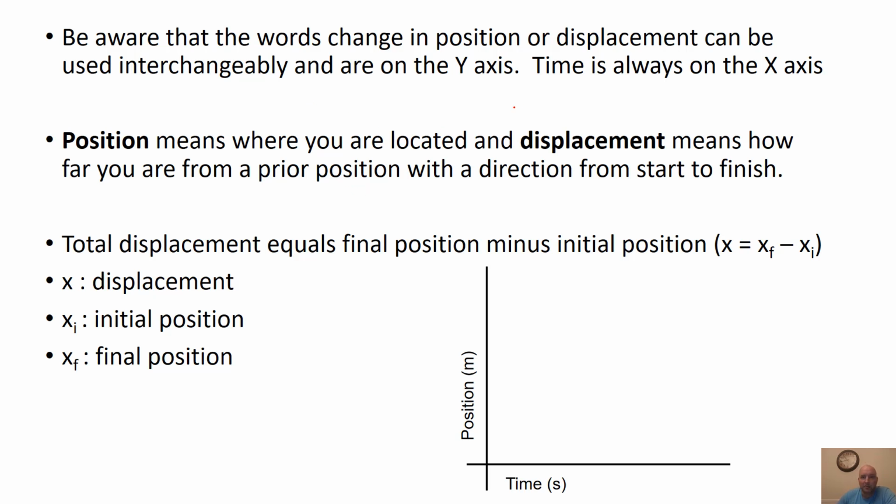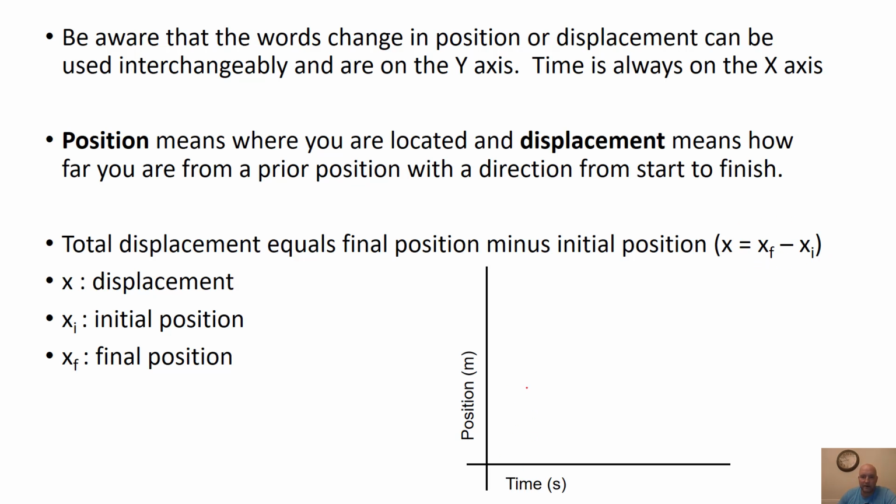Okay, so just be aware that the change in position, you might hear me say just the change in position or displacement. They're interchangeable words. They mean the same. They're going to be both on the y-axis, like I said before, and time's always going to be on the x-axis. Position is where you're located, and displacement means how far you are from a prior position with a direction from start to finish.